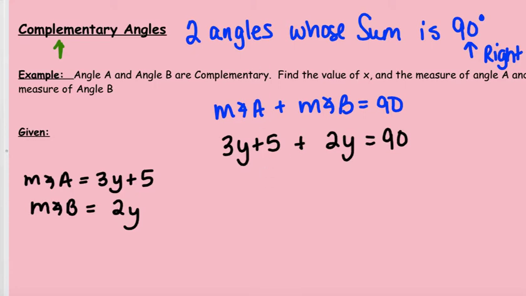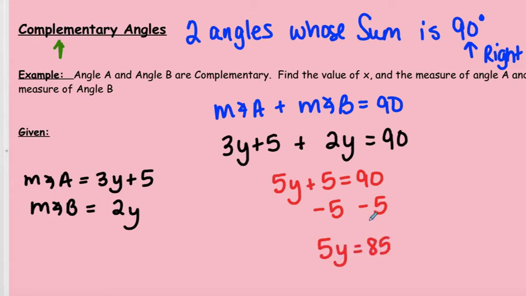All right, now we combine the like terms, so we get 5y plus 5 equals 90. And then I'm going to subtract 5 on both sides. So 5y equals 85. And let's check this one out. So then y would be, if I divide by 5 on both sides, 5 goes into 8 one time, I'm left with 3, and then 5 goes into 35 7 times. So y would be 17.